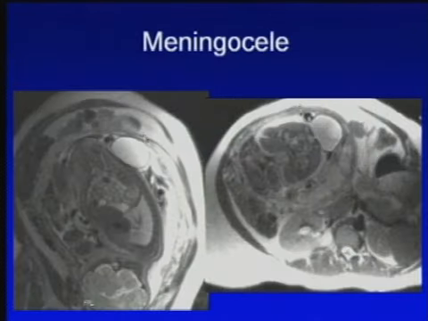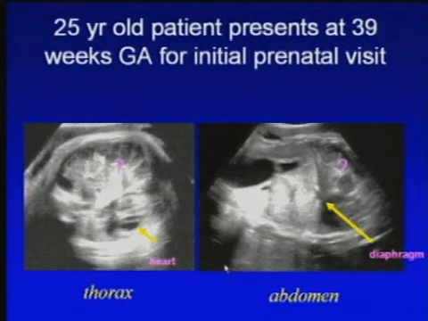And this is an example of a meningocele that we see here. And this patient was difficult to image at sonography because the fetal spine was right up against the uterine wall. And my last case here, this was a case we saw not too long ago at Bellevue. It was a 25-year-old woman who presented for her initial prenatal visit at 39 weeks gestational age. She was basically sent over to ultrasound to confirm size and dates and get an estimated fetal weight.